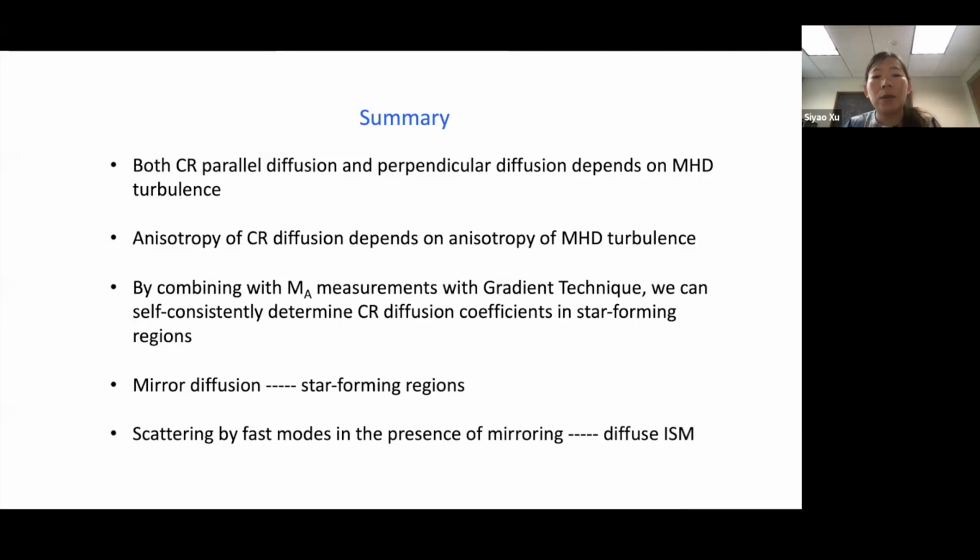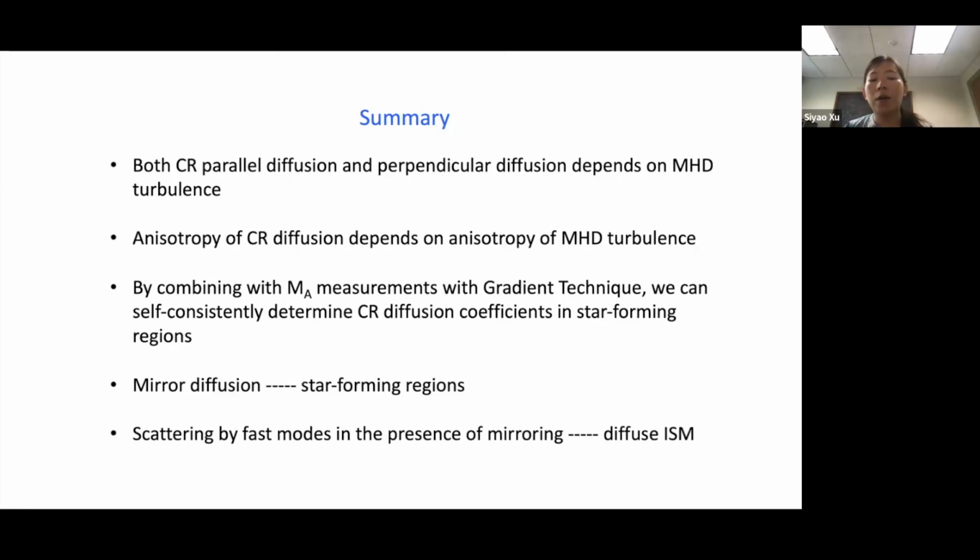We find a characteristic parameter MA that gives us the relative importance between turbulent energy and magnetic energy in MHD turbulence. By combining the dependence of the cosmic ray diffusion coefficient on MA and the observationally mapped MA with the gradient technique, we can now self-consistently determine the cosmic ray diffusion coefficients in complicated star-forming environments.